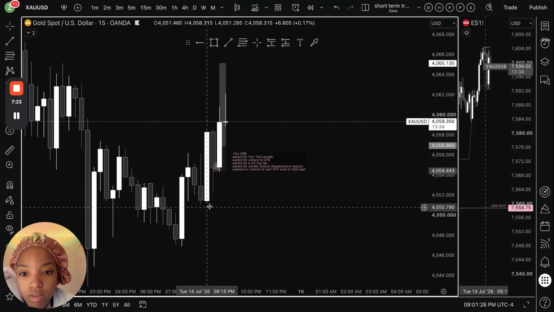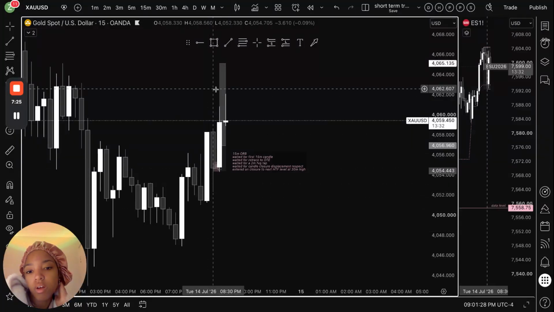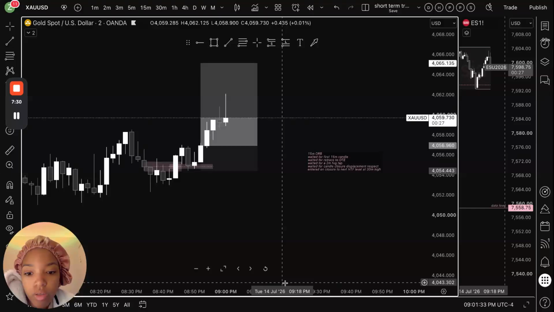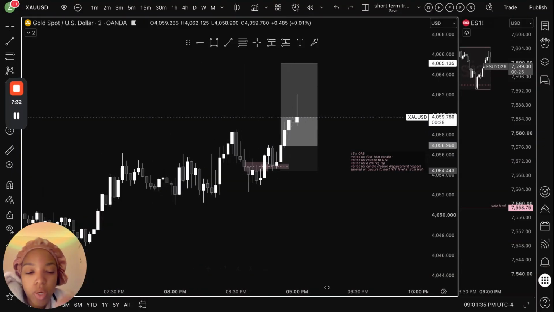Yeah, 8:15, the retrace, the respect of it. It takes a while for these trades to play out. It is already 1 hour into the open, but it was a pretty easy one to wait for.